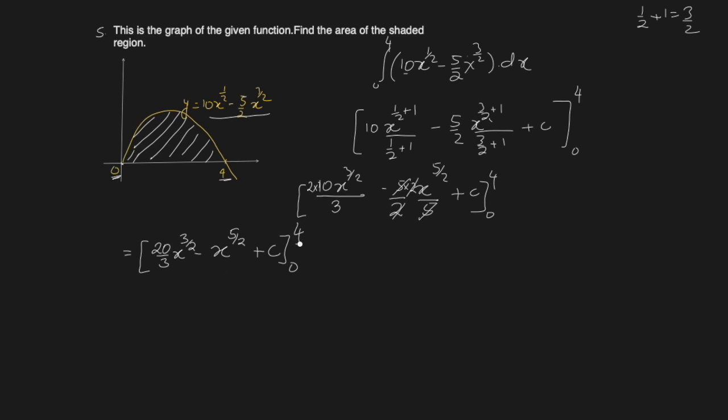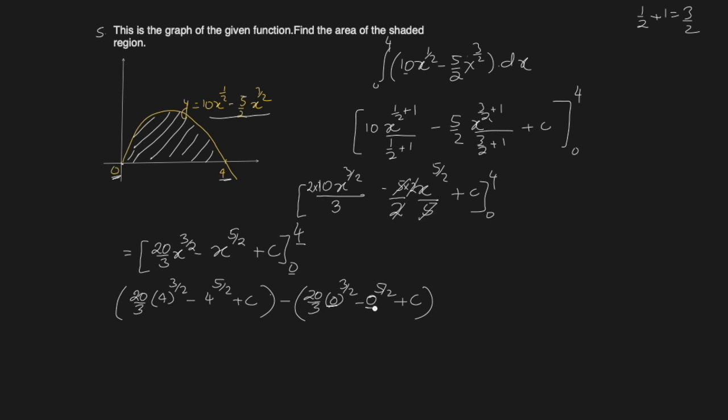And now substitute 4 first and then 0 and subtract. So I will substitute first 4. 20 over 3 remains 20 over 3. In place of x, I will substitute 4, minus 4 to the power 5 over 2, plus c, minus, now I'll substitute 0. So 20 over 3, 0 to the power 3 over 2 minus 0 to the power 5 over 2 plus c.